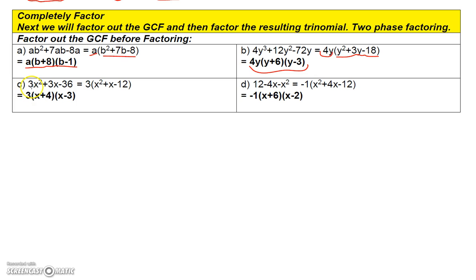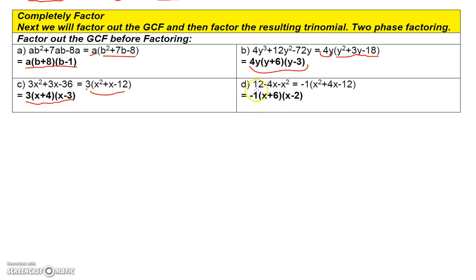And then this third one here, you can factor a common factor of 3 out. So factor 3 out of these terms, and you'll have 3 on the outside, and then on the inside you'll have x squared plus x minus 12. And the x squared plus x minus 12 factors into x plus 4, x minus 3. So this factors into 3 times x plus 4 times x minus 3.